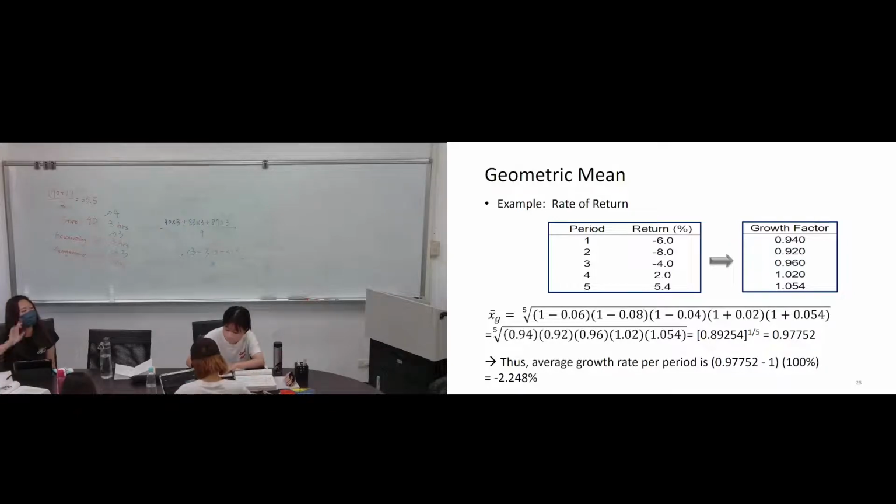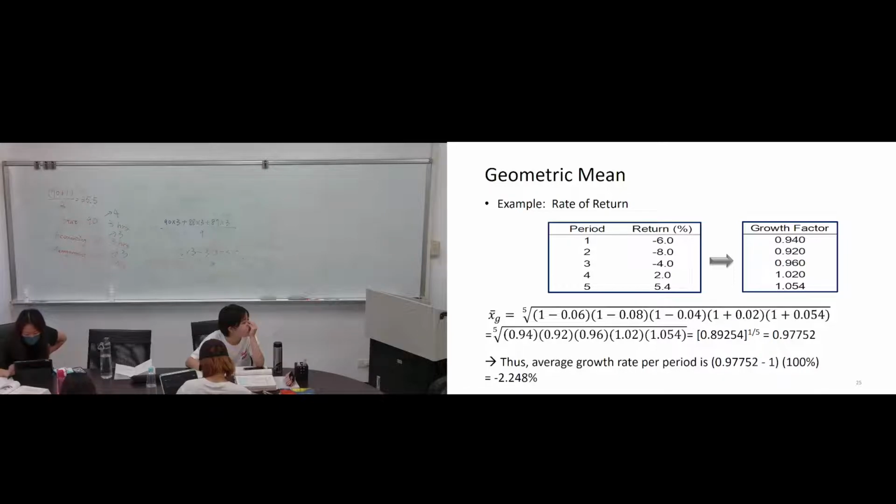After that, we get 0.97752. That's the geometric mean. And then we should deduct 1 from that, because we should account for the principal we originally invested. We deduct 1 from that and multiply by 100%. That's negative 2.248%. And how do we interpret that?